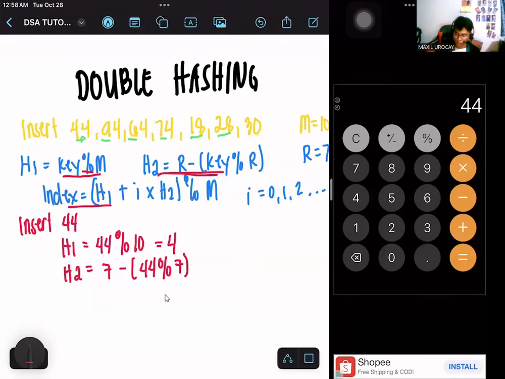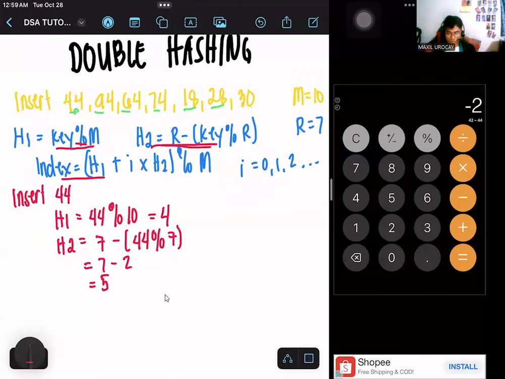You will do 44 divided by 7, which is 6. So 7 times 6 is 42, and 44 minus 42 gives a remainder of 2. So 44 modulo 7 is 2. Now 7 minus 2 is 5. So therefore, this is our result.